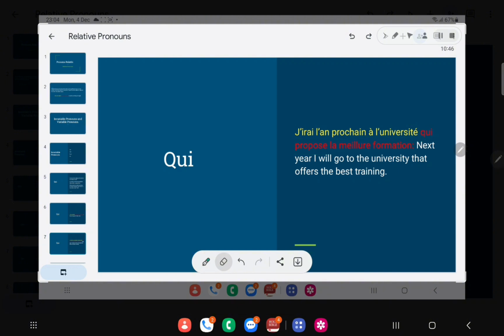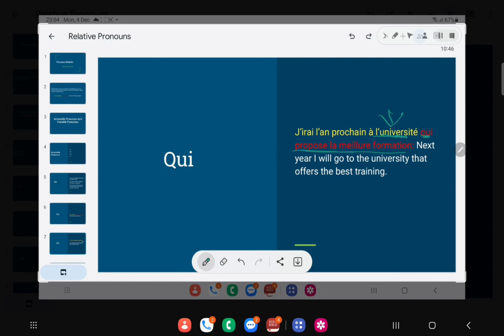So we all know that the relative clause contains info about the object in the main clause. The relative clause is this, qui propose la meilleure formation. It contains information about the main clause, particularly the object in the main clause. The relative clause is trying to qualify this noun, university. The information here is ushered in by qui, the relative pronoun.